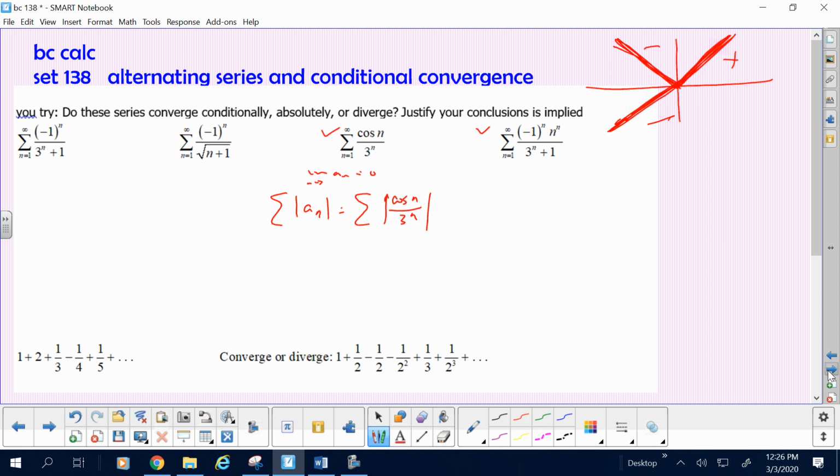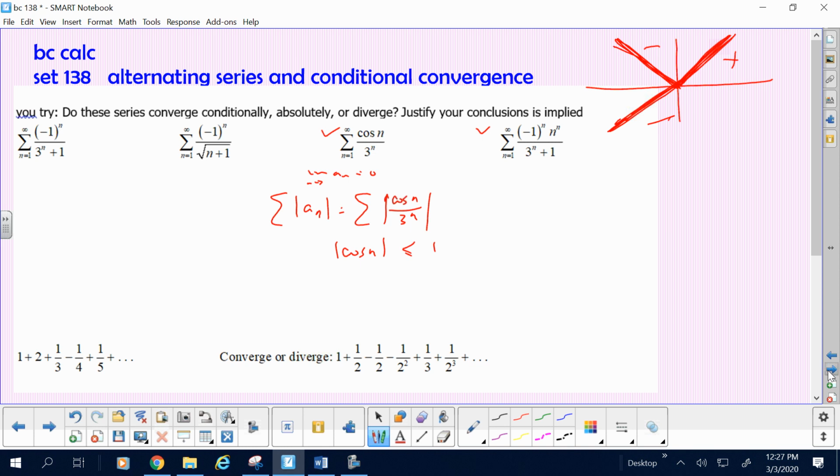So, your only hope is, it's not conditional because it's not alternating. So your only hope is absolute, with some outside the box direct comparison testing. So, tell me, what do you know about cosine? It's always less than 1. Cosine of n is always less than or equal to 1, yeah? All right, where do you go from there?